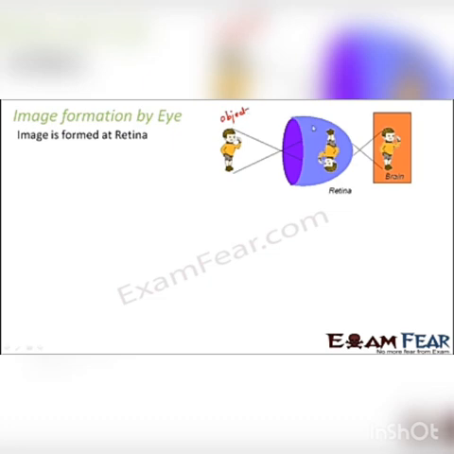So the image is formed on the retina, and the image which is formed is going to be real and inverted, because the eye lens forms a real and inverted image. So how does the image become erect? By the brain. The real and inverted image goes through the optic nerve to the brain, and then the brain perceives it in the right way.